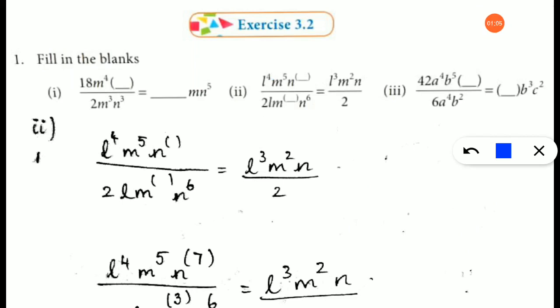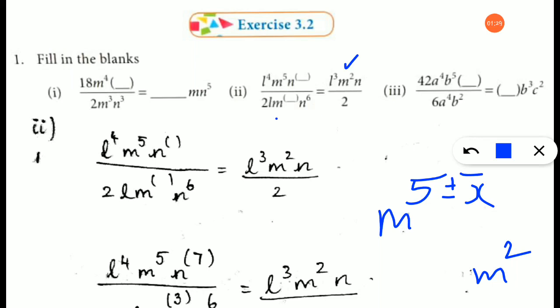When you're checking the value of m, here in the numerator m power 5 is there, and in the denominator there is one blank. It can be plus or minus x. Now on the right hand side, check what is the power value for m. It is m power 2. In order to make this left hand side also m power 2, what should we do? The value should be subtracted.